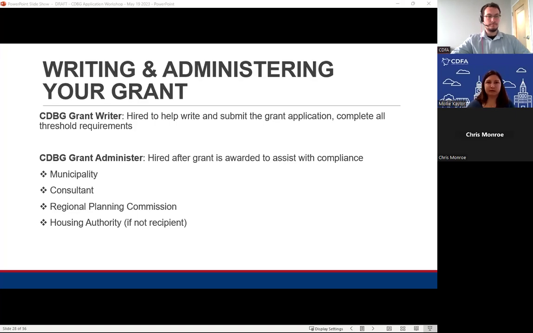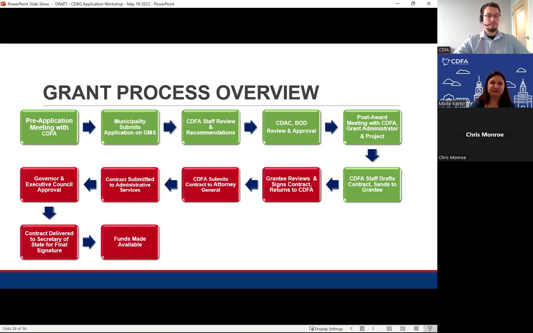This next slide is a little busy, but I like it, not so much that you have to squint to see all the words on the little boxes, but just to illustrate that it is a process to apply for CDBG, and each of these boxes represents a different step of the process. The total process from CDFA approval, let me back up.